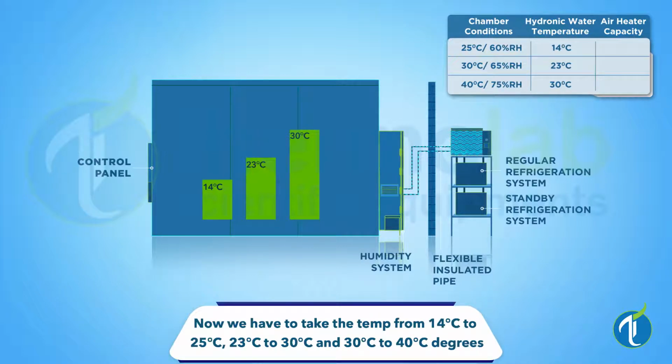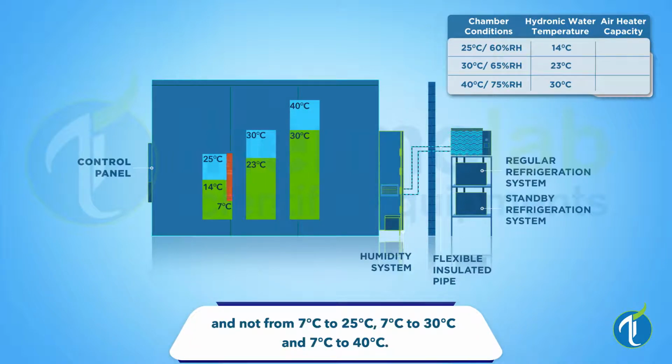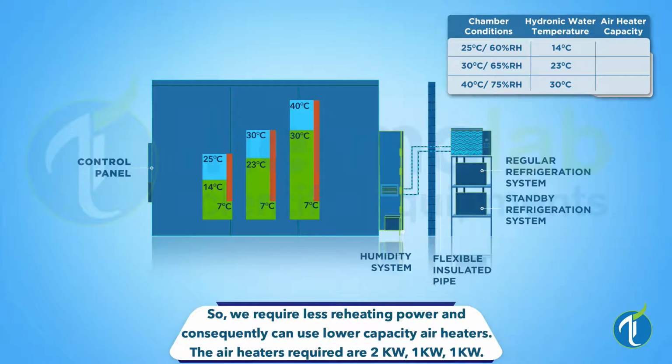Now we have to take the temperature from 14 to 25 degrees Celsius, 23 to 30 degrees Celsius, and 30 to 40 degrees Celsius, and not from 7 to 25, 7 to 30, and 7 to 40 degrees Celsius. For these temperatures, we don't require higher capacity heaters.